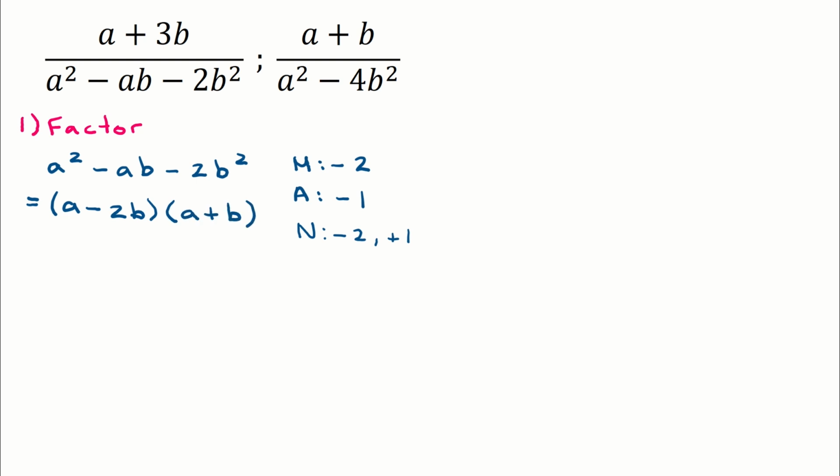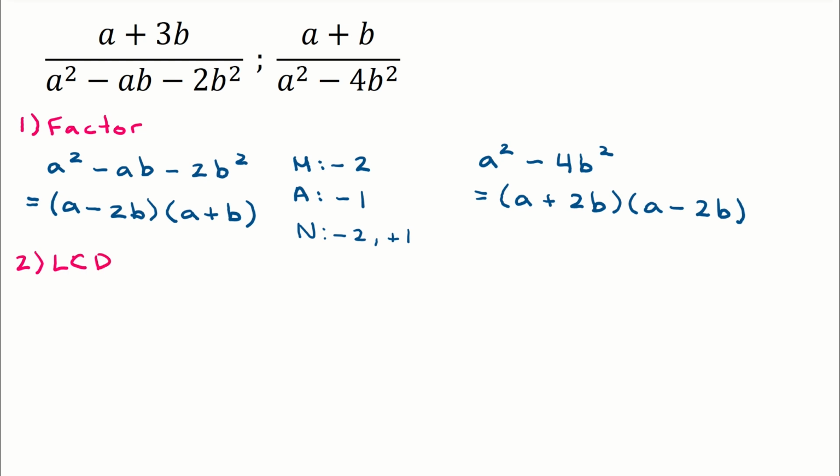When we look at the denominator for our second fraction, we have a squared minus 4b squared. So this is a difference of squares. It's going to leave us with (a plus 2b) multiplied by (a minus 2b). Now that we have factored both of the denominators, we want to identify the different factors and really identify the lowest common denominator.